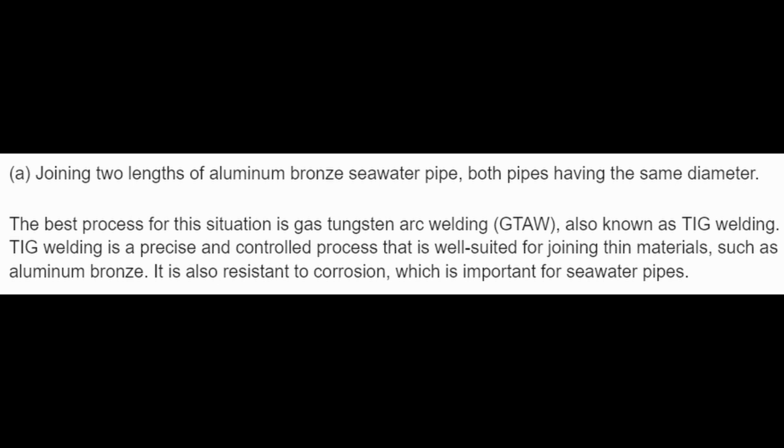The best process for this situation is gas tungsten arc welding, GTAW, also known as TIG welding. TIG welding is a precise and controlled process that is well suited for joining thin metals such as aluminium bronze. It is also resistant to corrosion, which is important for seawater pipes.